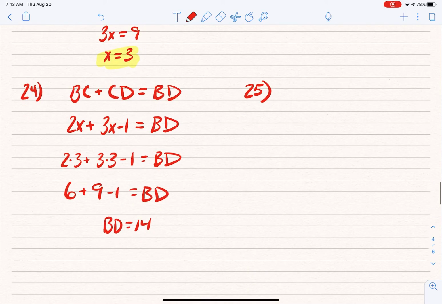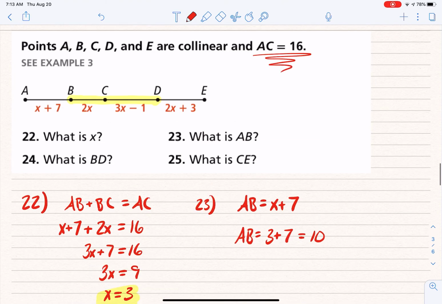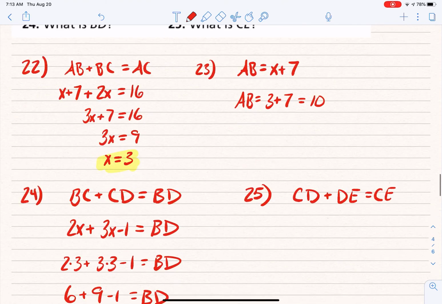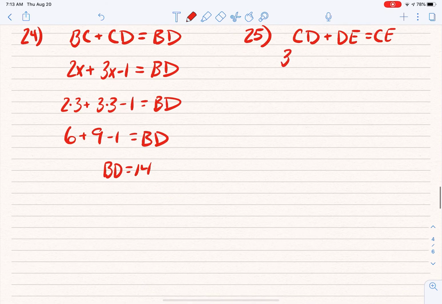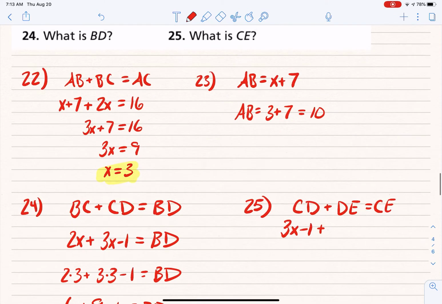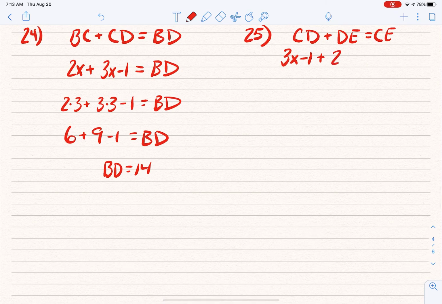Well, hopefully by this point, you're realizing with every one of these problems, we got to start with what we know to be true. So we know the length of CD plus the length of DE has got to add up to the length of CE. And then we substitute in the things we know. Length of CD is 3x minus 1. The length of DE is 2x plus 3. And that will give us the length of CE.